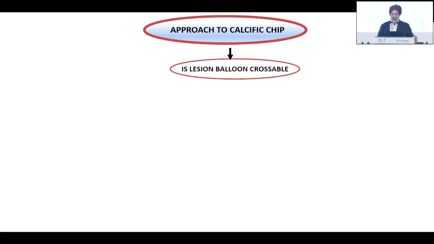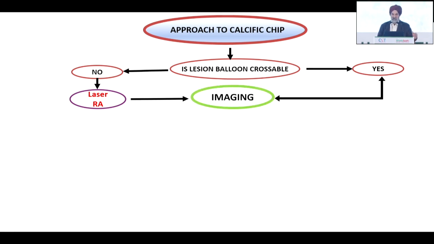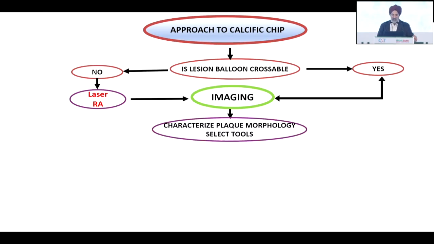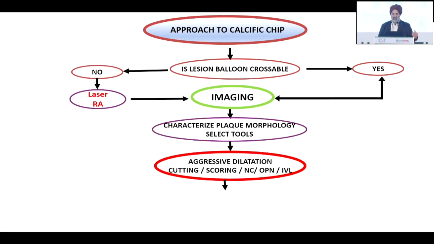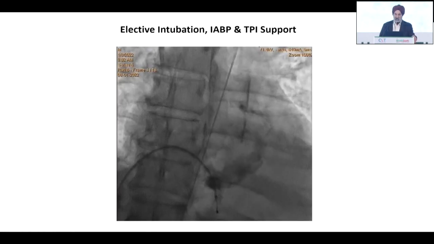The approach would have been, if the lesion is balloon crossable, then we go ahead and image. If not, then we'll have to rotablate. And as we know, rota is the only front cutting device which will make us progress. Thereafter, we would do imaging and then characterize the plaque morphology, do the aggressive dilatation and optimal stent deployment. So imaging would occupy the center stage, and help us plan the case.